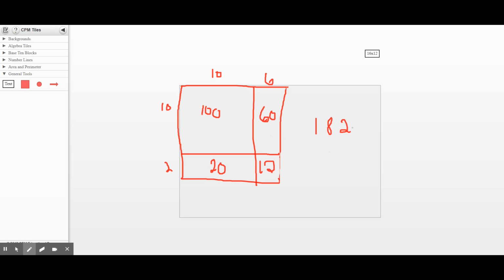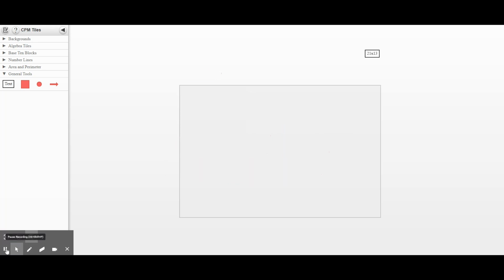And the answer is 182. And here's your final question. This is the puzzler from before. So take a moment before figuring out the answer to decide how would you chunk out 21.